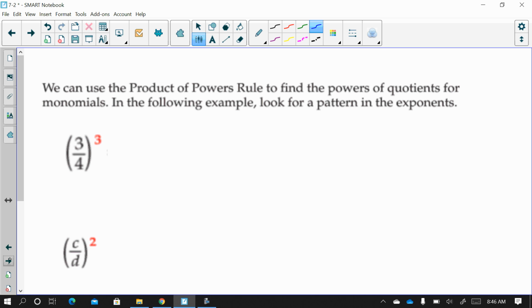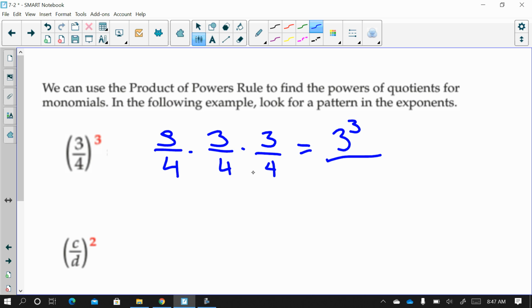Let's look at another example. 3/4 cubed. Let's see what happens when I have a quotient inside parentheses to a power. Well, 3/4 cubed means 3/4 times 3/4 times 3/4. And I can simplify this as 3 times 3 times 3 is 3 cubed, and then 4 times 4 times 4 is 4 cubed, which is just 27 over 64.